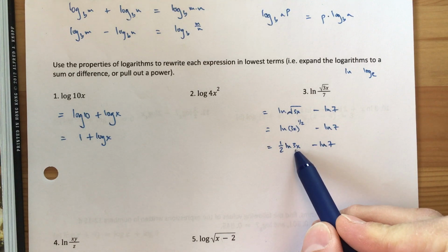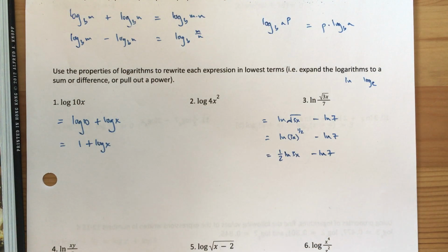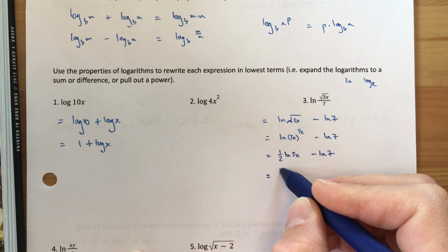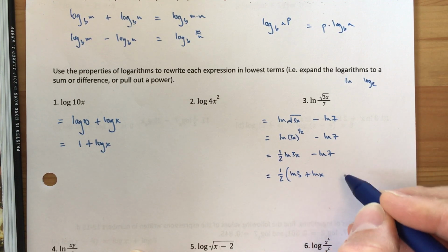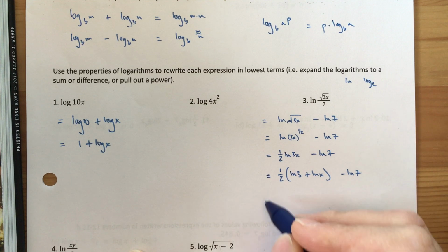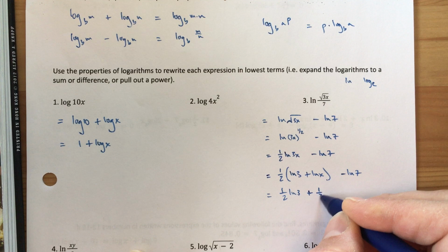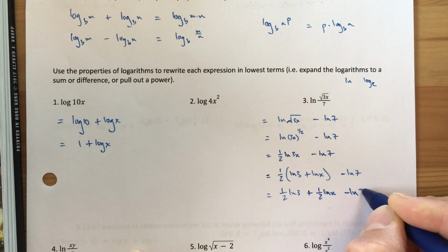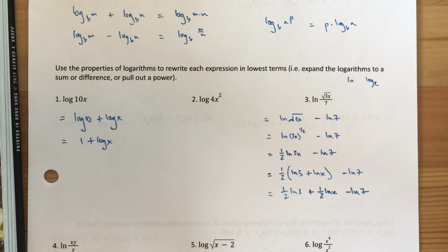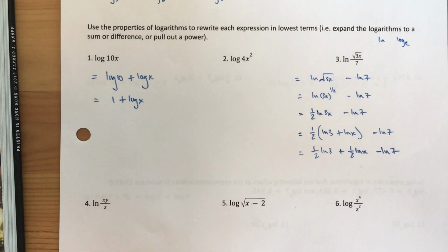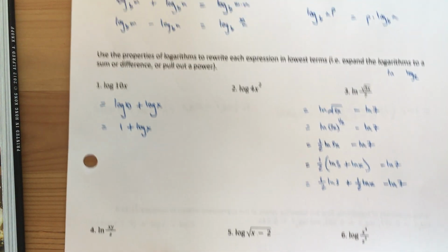And finally, this is a product. And I know that if I have a product inside my logarithm, I should be able to make that the sum of two logarithms. So this will finally be 1/2 times ln of 3 plus ln of x minus ln of 7, or I could write it as 1/2 ln 3 plus 1/2 ln x minus ln 7. Okay, so there's a couple examples of how you might approach these problems, and I'll let you think about 2, 4, 5, and 6. Okay, let's turn the page.